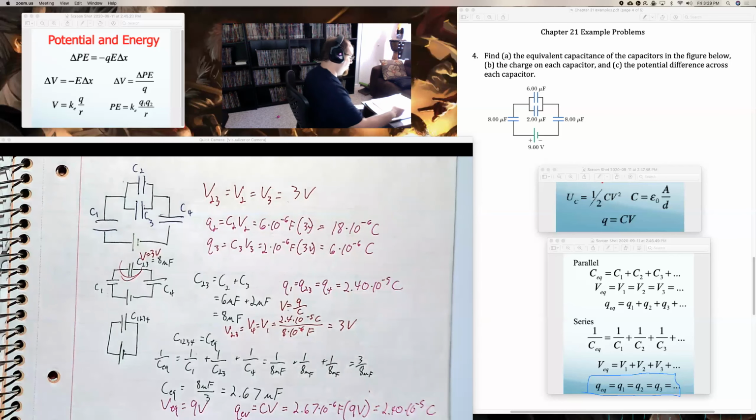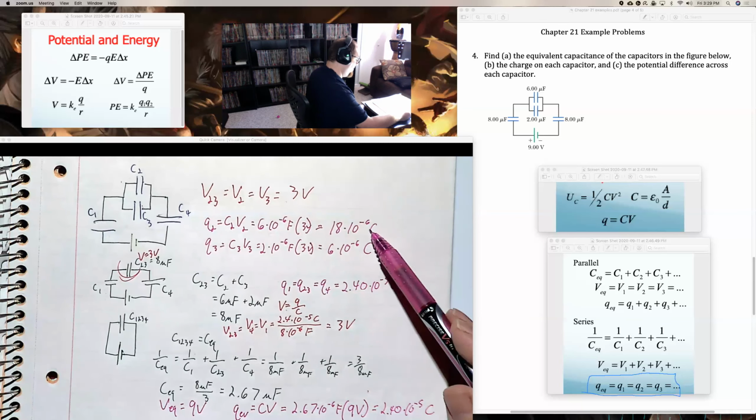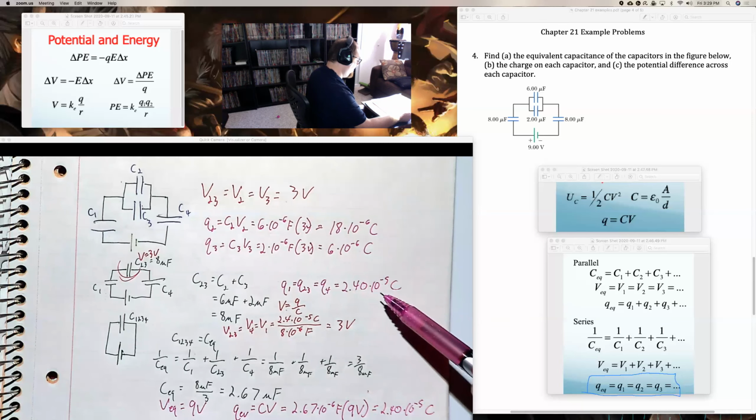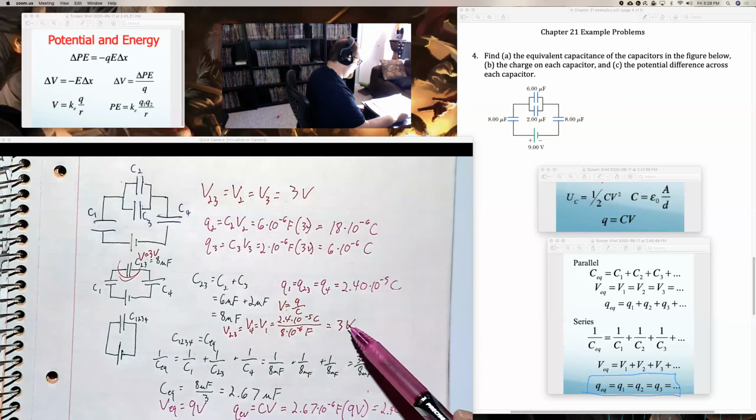And there I go. Q1, Q2, Q3, Q4. Meanwhile, V1, V2, V3, V4, all of them have 3 volts. Questions?